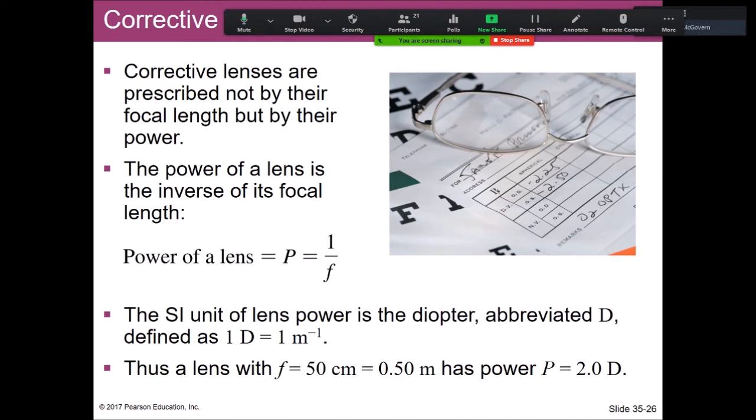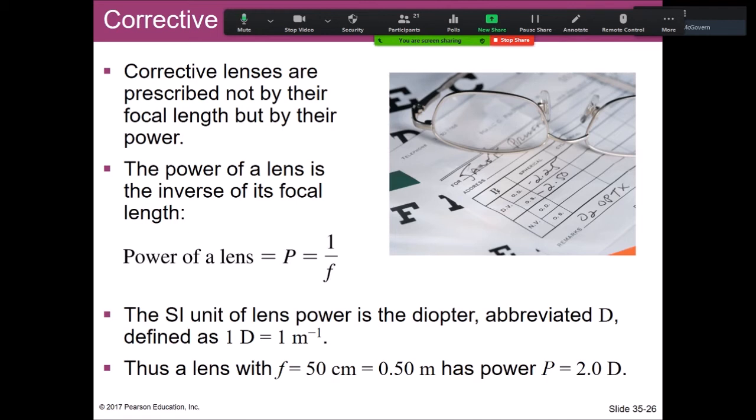When you get contacts or glasses, they're usually indicated by what's called the power of the lens. They don't talk about focal lengths, and they don't do that 20/20 kind of vision stuff anymore. My box of contacts has numbers on them. They're negative numbers because I need divergent lenses in my eye. I used to be nearsighted, but now I'm neither-sighted. That's the word I use for it.